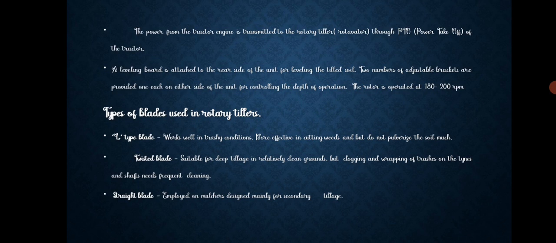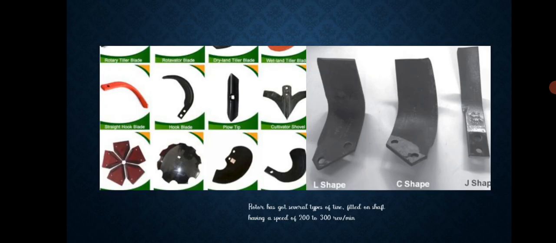Types of blades used in rotary tiller. L-type blade works well in trashy conditions and is more effective in cutting weeds, but does not pulverize the soil much. Twisted blade is suitable for deep tillage in relatively clean ground, but clogging and wrapping of trash on the tines and shaft needs frequent cleaning. Stride blade, employed on mulchers, is designed mainly for secondary tillage.